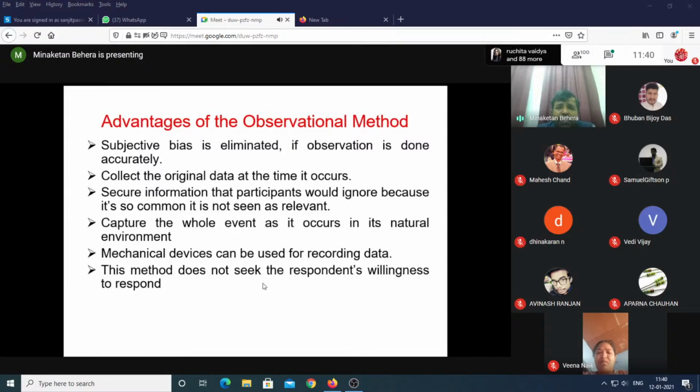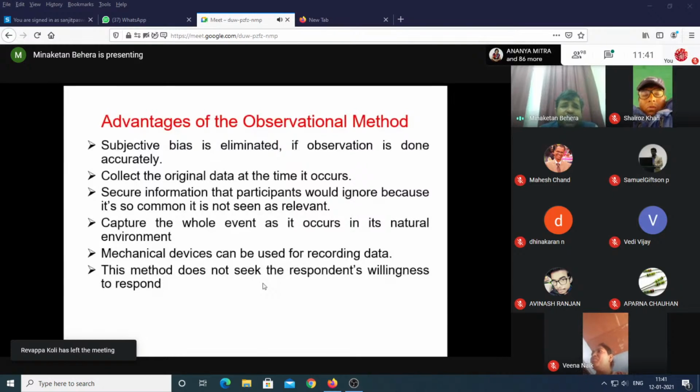The positive point of this method is that you collect the original data. You can capture the whole event in the natural environment: how they are behaving, what their attitude is. Suppose you want to observe a traffic signal person, or a pizza boy working in a particular McDonald's outlet. In that case you can use a tool, a mechanical device, which I will explain on the next slide. Now you can record everything. You have to be careful about these advantages and limitations.